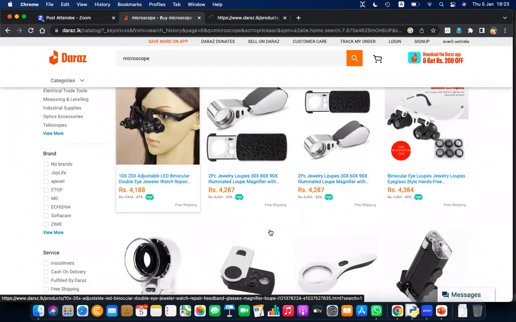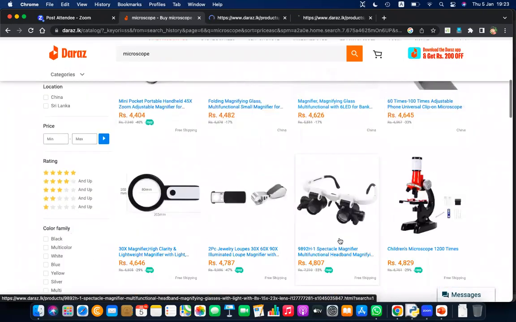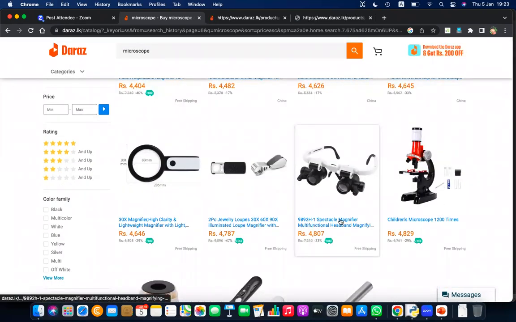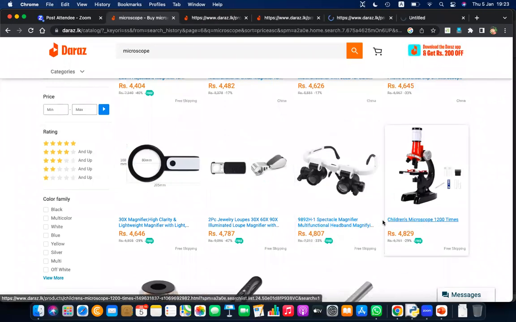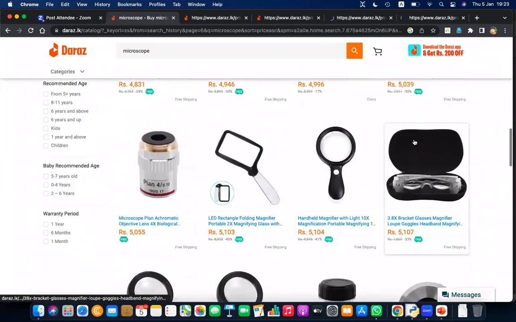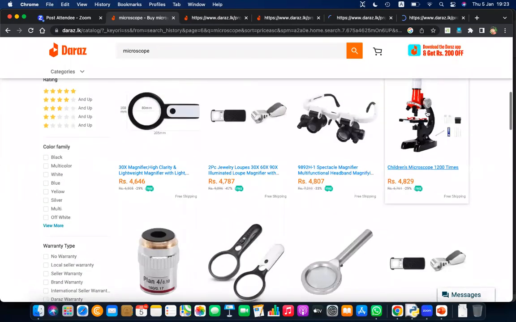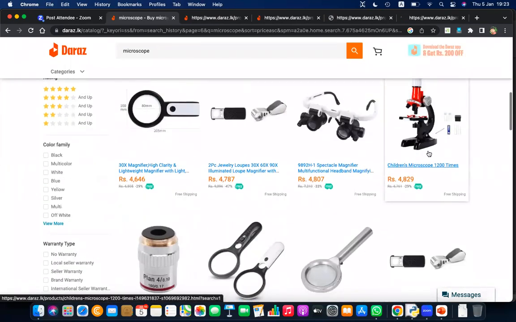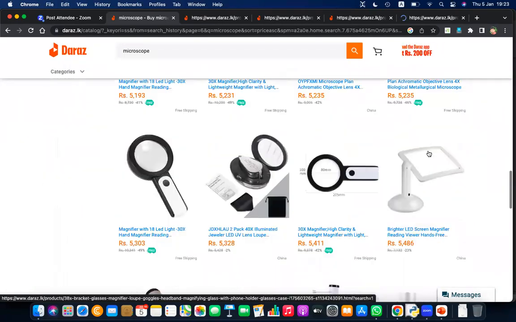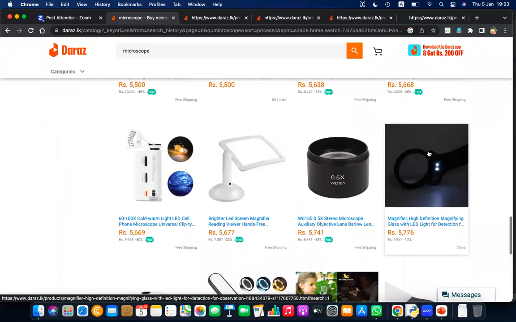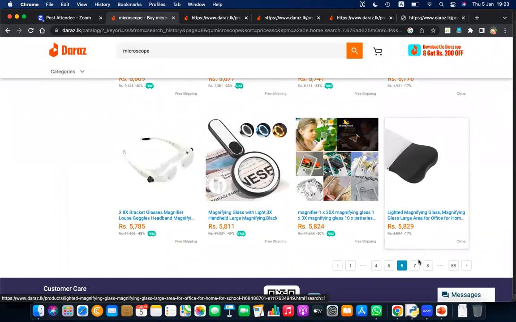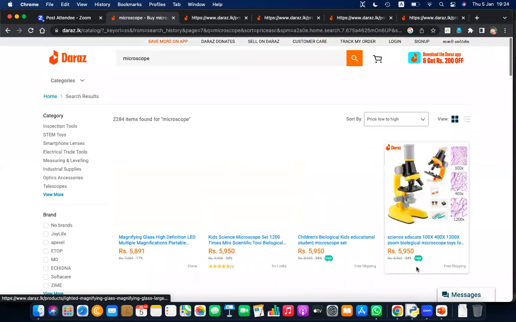This is for the jewelry and all. This one here, the children's microscope. You can try this one. But I know it is like a toy, red color and all. It looks like a toy, but it doesn't matter. You can use it for your work. Don't think much about the color. If the work is done, that is enough.